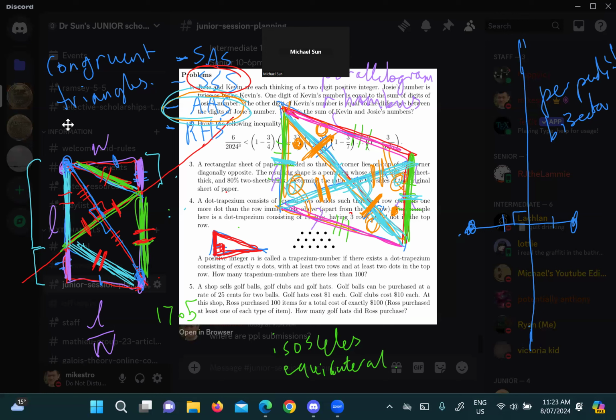So for example, this angle should be equal. We already know that. This angle should be equal to that one. When you reflect it, this length should end up like that. You know what I mean?